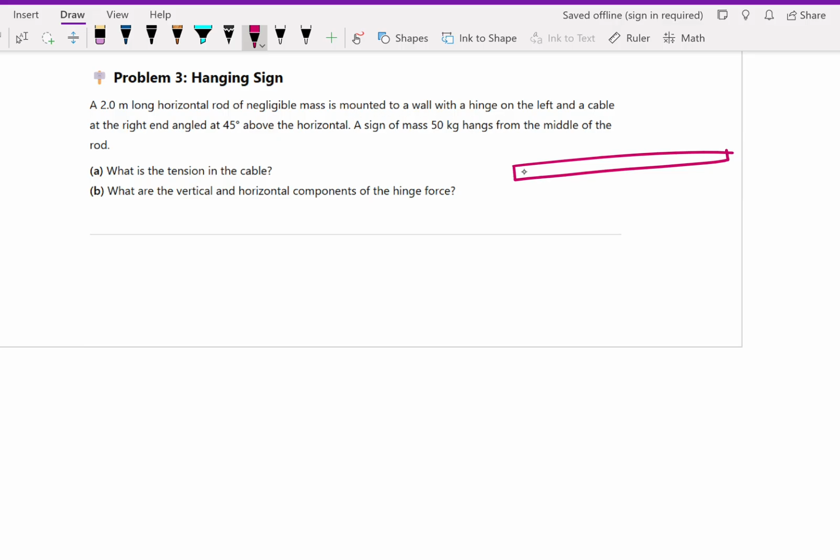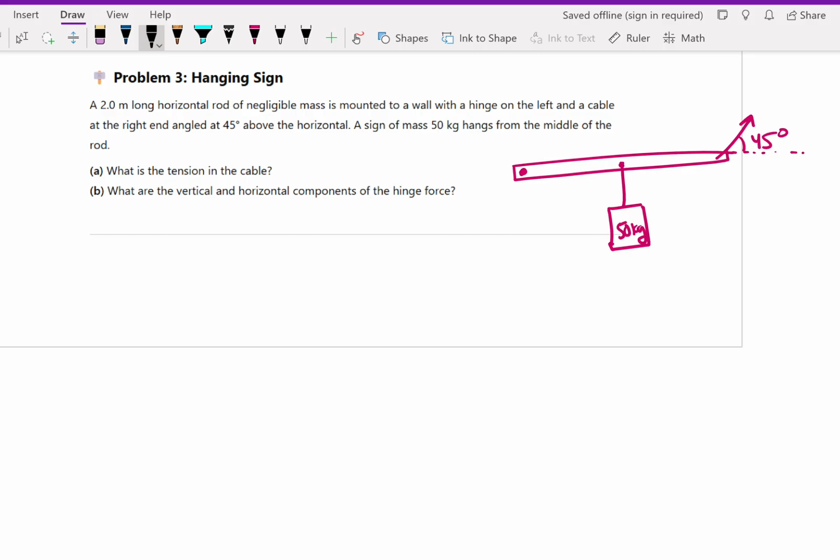So I'm gonna just put a hinge here on the left hand side and a cable on the right end angled at 45 degrees above the horizontal. A sign of mass 50 kilograms is hanging from the center of the rod. What is the tension of the cable? And what are the vertical and horizontal components of the hinge force?